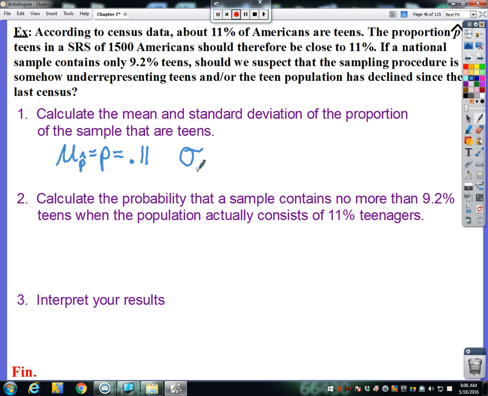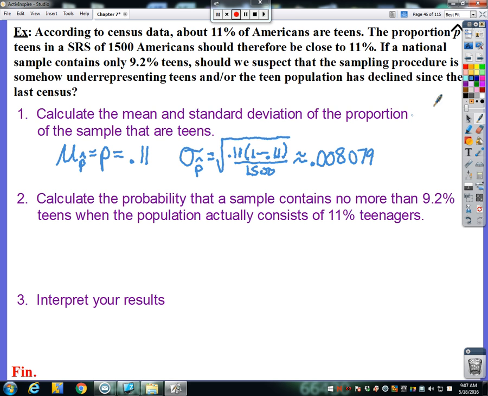The standard deviation of our sampling distribution should be equal to the square root of p, 0.11, times 1 minus p, 1 minus 0.11, divided by the sample size, which was 1,500. Now, you've got to make sure that this whole fraction is underneath the square root in your calculator. And this comes out to be, and I always do 4 sig figs, 0.008079 to 4 significant digits.